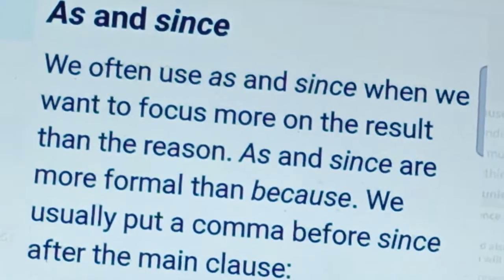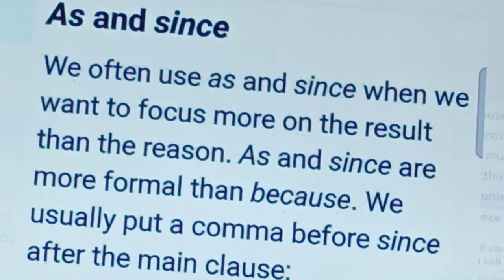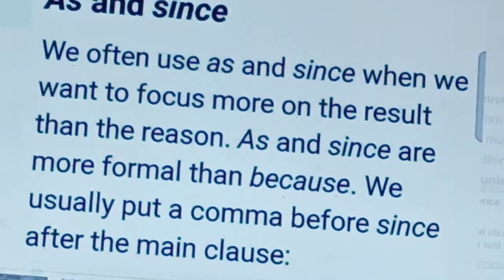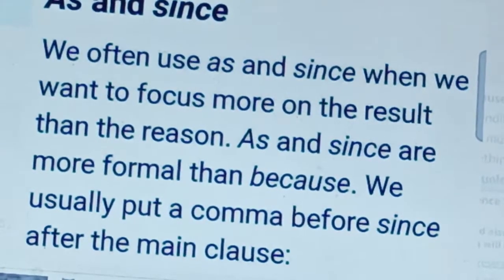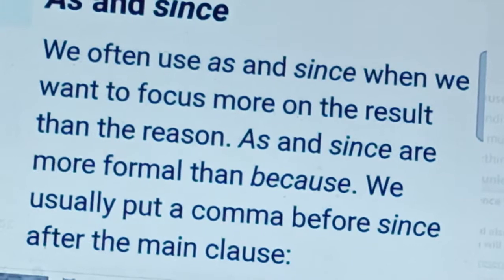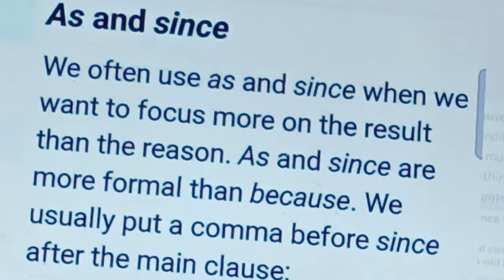We often use as and since when we want to focus more on the result than the reason. As and since are more formal than because. We usually put a comma before since after the main clause. When we use since at the beginning of the second sentence, we put a comma before since. Okay.